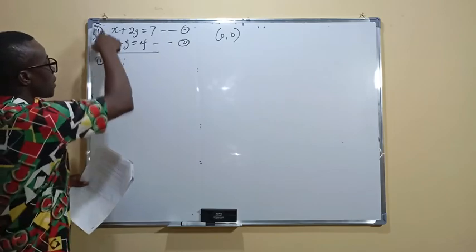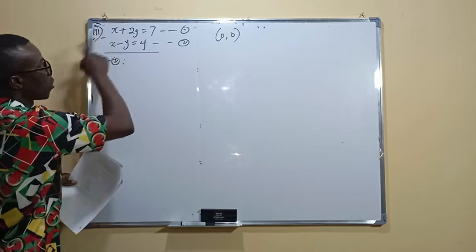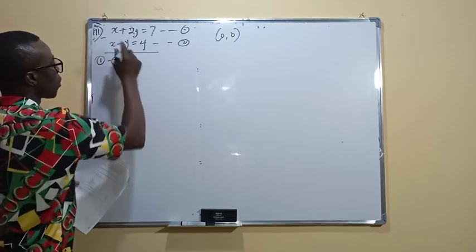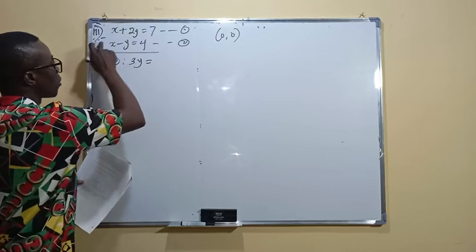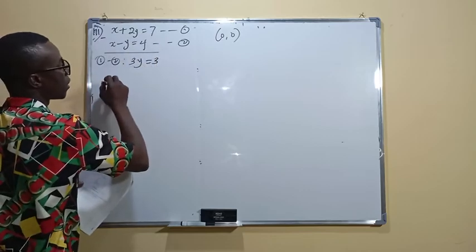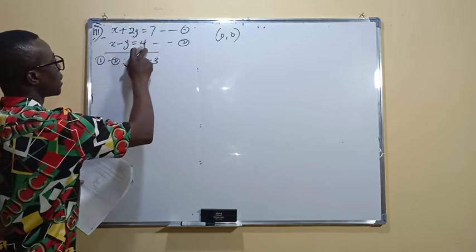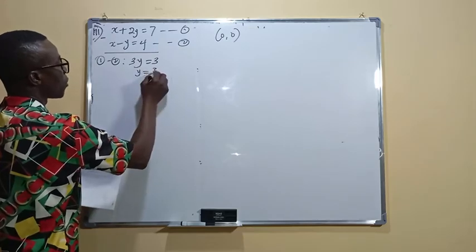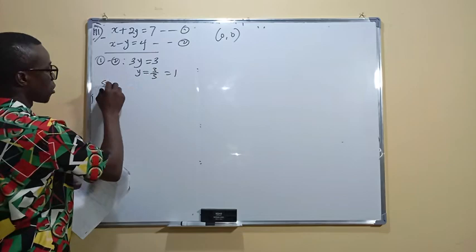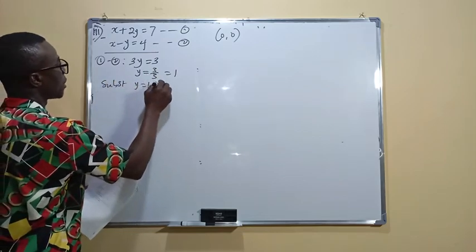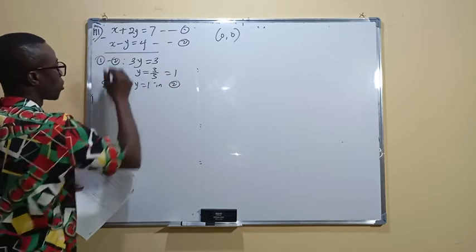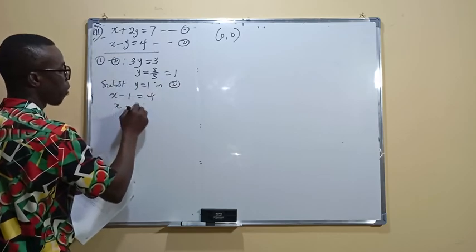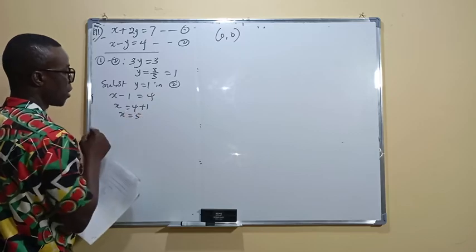So x minus x goes, 2y minus y, that gives me 3y. Then 7 minus 4, that gives me 3, right? Yes, 7 minus 4 gives 3. So y is equal to 3 over 3, and that gives me 1. Now substituting y equal to 1 in equation 2, I'm going to have x minus 1 equal to 4, and so x will be 4 plus 1. That makes x to be 5.